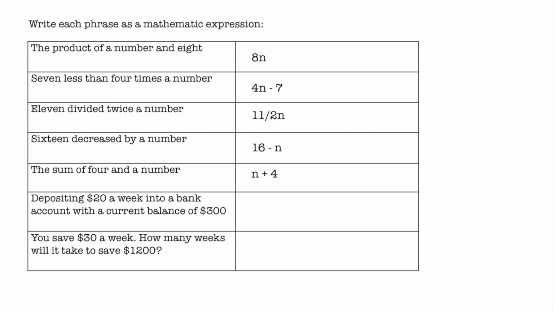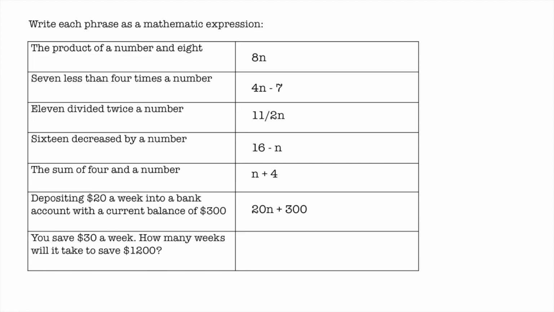Then the next one is actually a scenario. So we have depositing $20 a week into a bank account with a current balance of $300. So if you're trying to figure out how much money is in the bank account, you have to always include that $300 that you had in the very beginning, but then include every week that you're depositing $20. So $20 a week would be 20W or 20N, and then 300 would be the original amount that you deposited. So you have to add that in at the end.